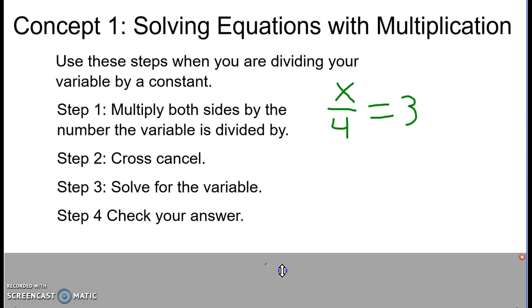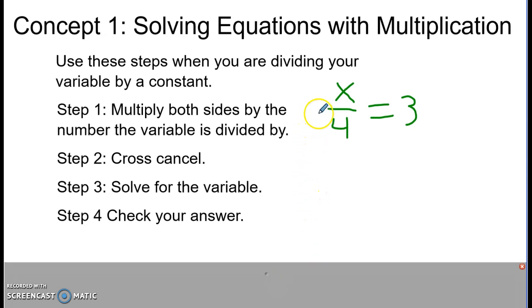So if we have an equation that has division, where we are dividing our variable by a number, we're going to get rid of that division. We're going to move it by multiplying by the same number. And whatever we do to one side, we have to do to the other.